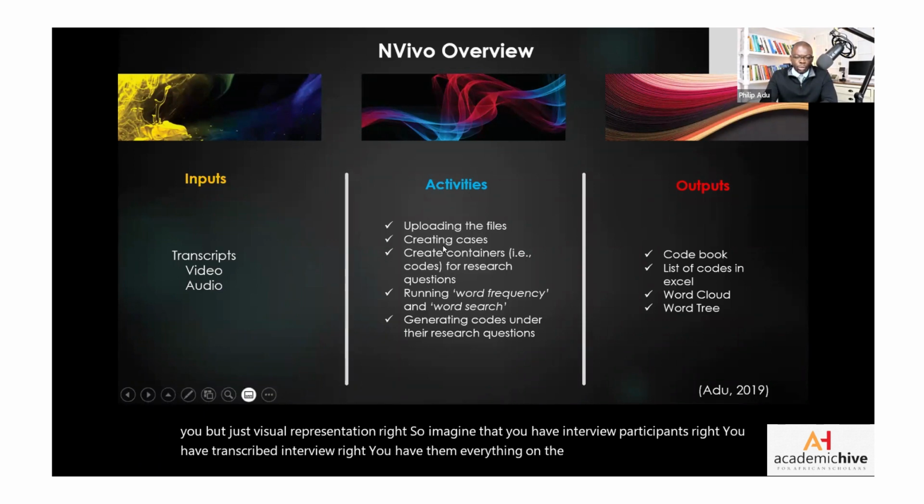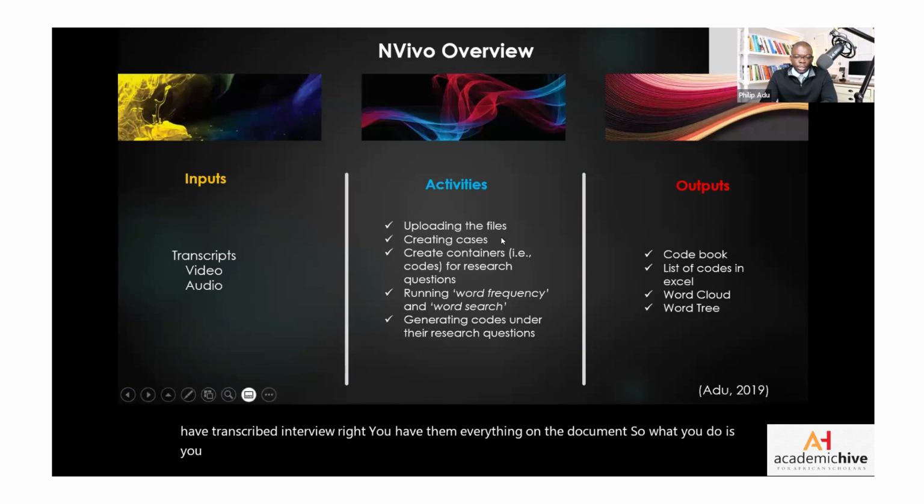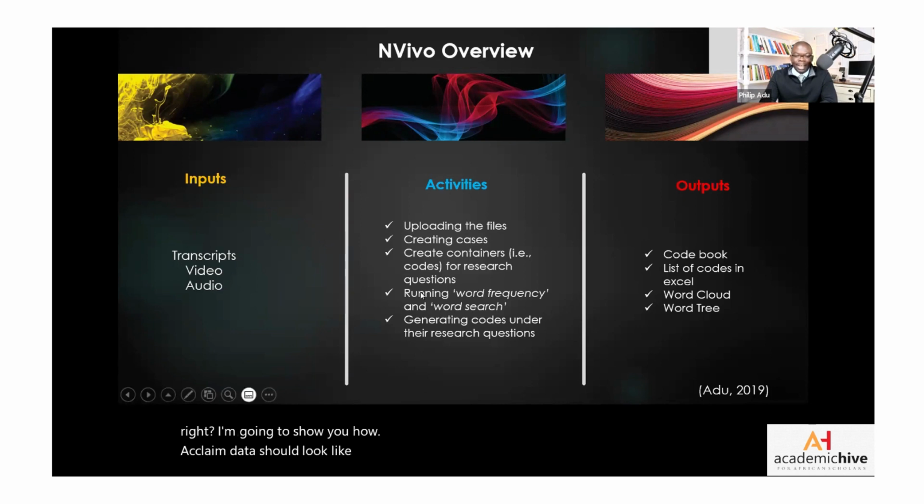So what you do is you upload that information into NVivo, you upload all the files, right? You clean the data first. I'm going to show you how clean data should look, right? And then you create cases. So cases are like files for each participant, right?